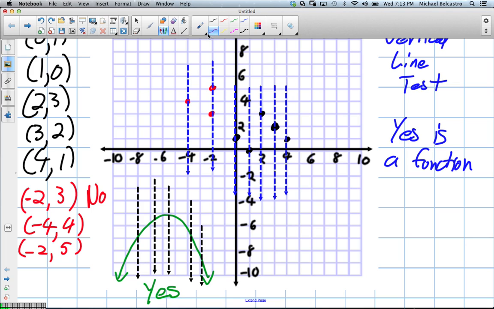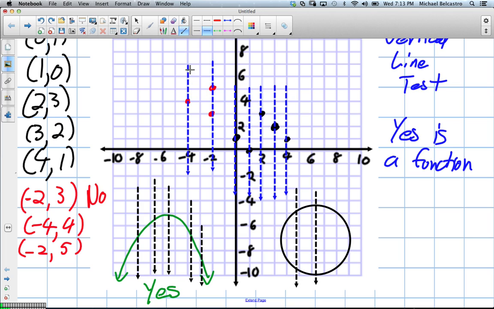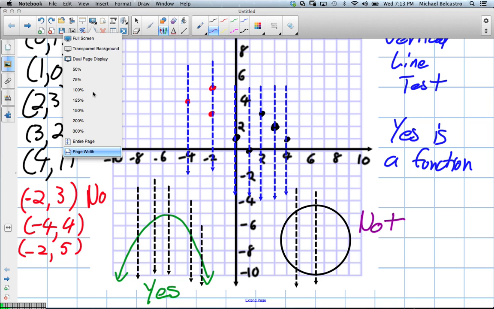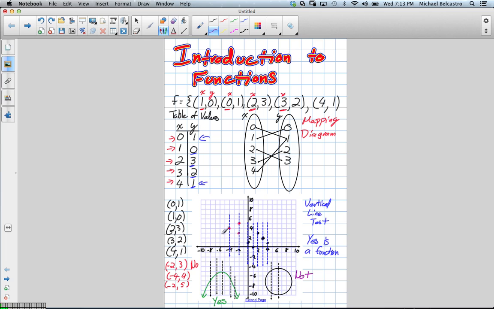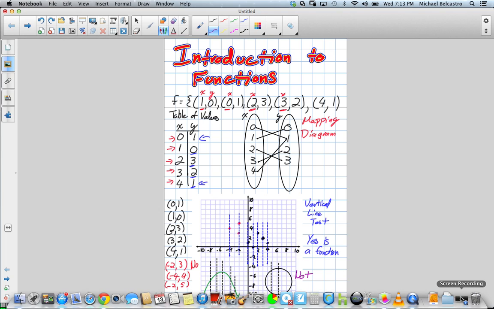And finally, let's say I had something that maybe looked like this. These are all different functions when drawing. If I draw vertical lines to this, am I going to hit more than once? Yes, you are. So is that a function? No, this one is not a function. So we've talked about things that are functions and the different ways we can represent them: mapping diagrams, table of values, graphing, or coordinates.